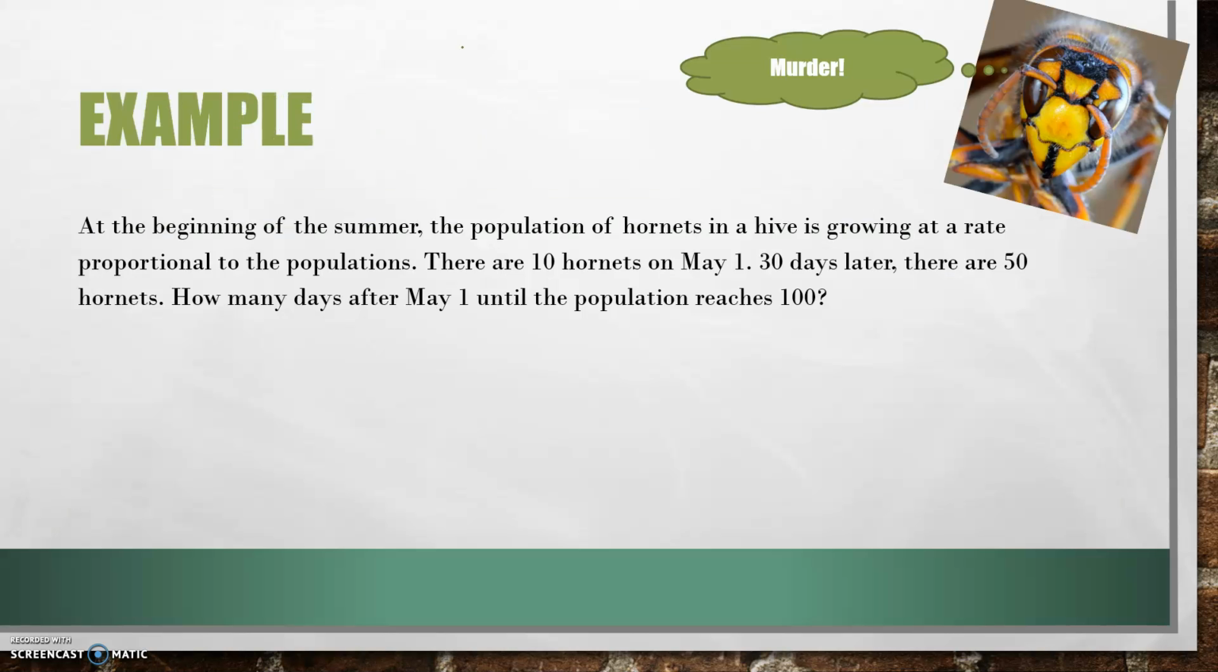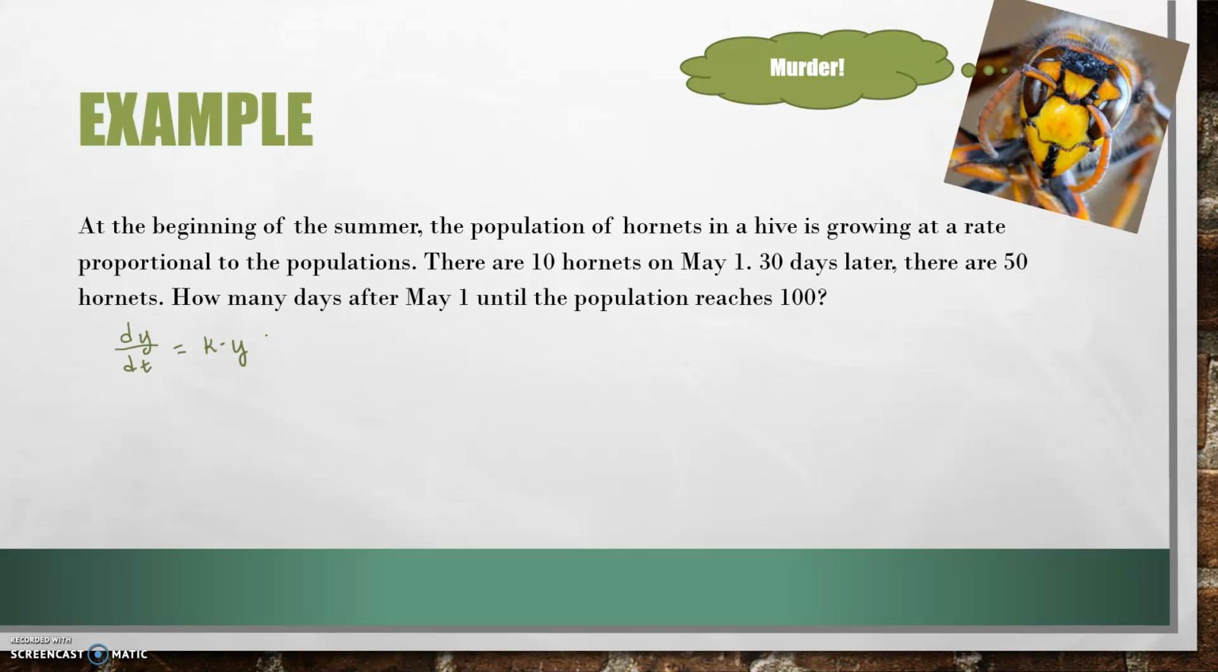All right, here's a situation that I hope sounds like exponential growth to you. At the beginning of the summer, the population of hornets in a hive is growing at a rate proportional to the population. Okay, so in language, that means dy/dt is equal to k times y. There are 10 hornets on May 1st. 30 days later, there are 50 hornets. How many days after May 1st until the population reaches 100?